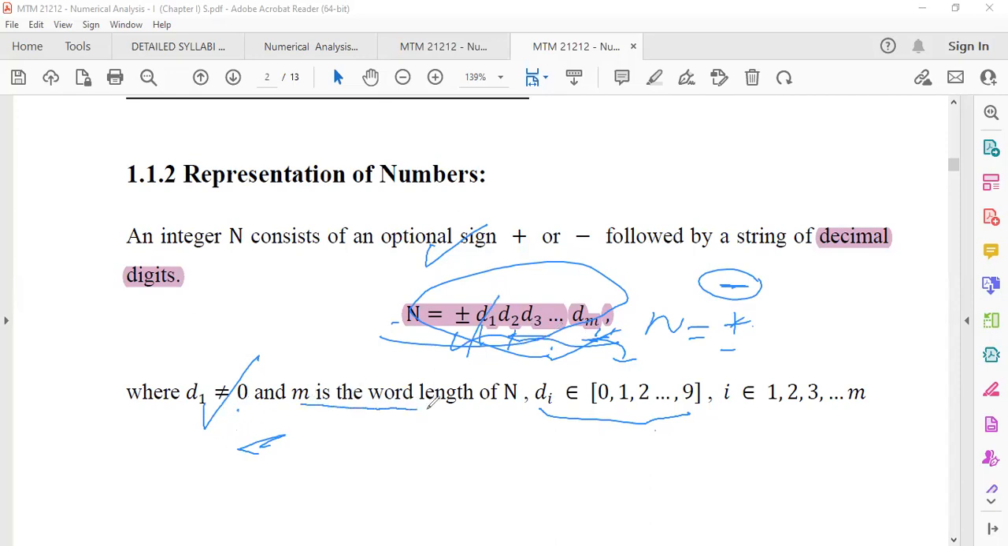And m is the word length. How many? So 1, 2, 3, 4, like 5 numbers. So you have to count up to m equal to 5. Like that. So this is a representation of 1, 2, 3.